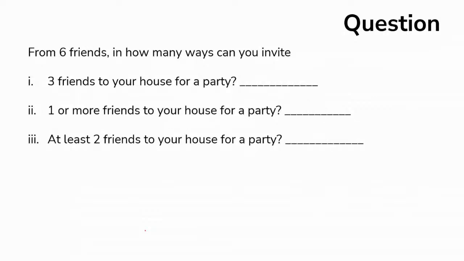Yes, guys. From six friends, in how many ways can you select three friends to your house for a party? Out of six friends, I have to select three friends. So selection means once again we'll be going for combination. Out of six members, I have to select three. So 6C3 is going to be your answer for this one.